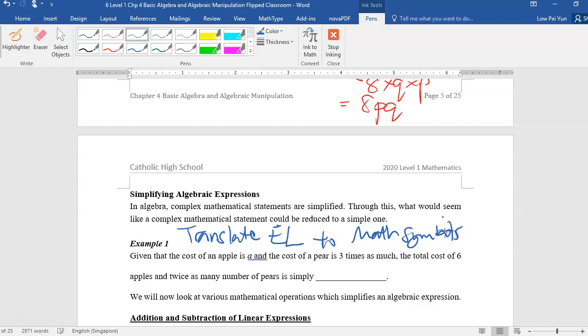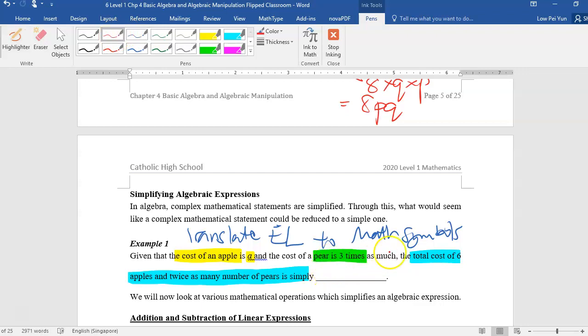Okay, come, let's take a look. The cost of an apple is A. Now I understand. A is representing the cost of an apple. And the cost of a pear is 3 times as much. I think it's 3 times as much as the apple. The total cost of 6 apples and twice as many numbers of pear is simply, okay, we are looking at 6 apples.